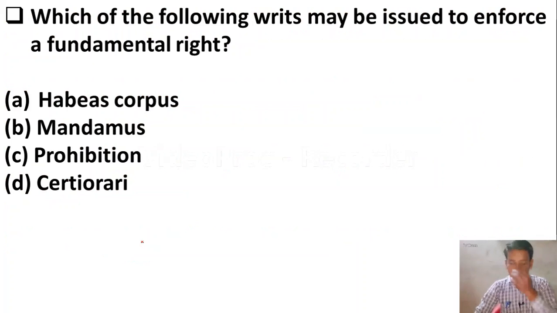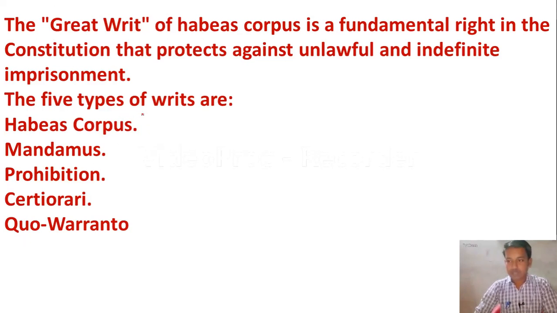Which of the following writs may be issued to enforce a fundamental right? Option A, habeas corpus; option B, mandamus; option C, prohibition; option D, certiorari. Friends, here the right answer is option A, habeas corpus. Writs may be issued to enforce a fundamental right, and the habeas corpus writ is also known as the great writ. Please remember, the great writ of habeas corpus.